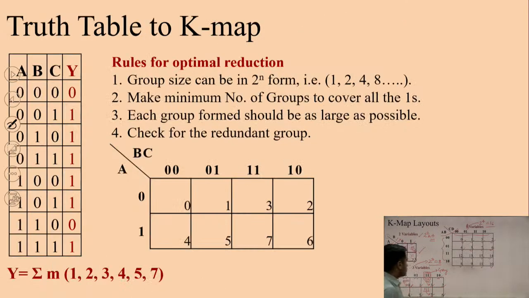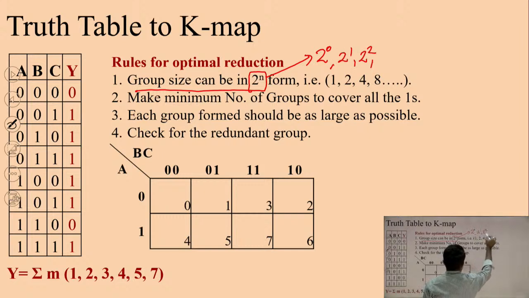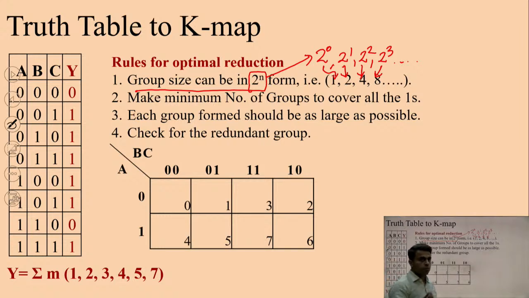So now coming to the grouping rules. Group size can be in 2 raised to power n form. That means group size can be either 2 raised to power 0, 2 raised to power 1, 2 raised to power 2, 2 raised to power 3 and so on. 2 raised to power 0 is 1, 2 raised to power 1 is 2, 2 raised to power 2 is 4, 2 raised to power 3 is 8. So these can be the different sizes of the groups which can be formed via K map.